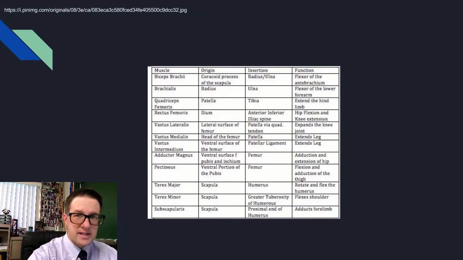So your task is going to be to learn origins, insertions, actions, the name, and if you can visualize, meaning see a picture of some skeletal muscles that you're going to be getting in class.